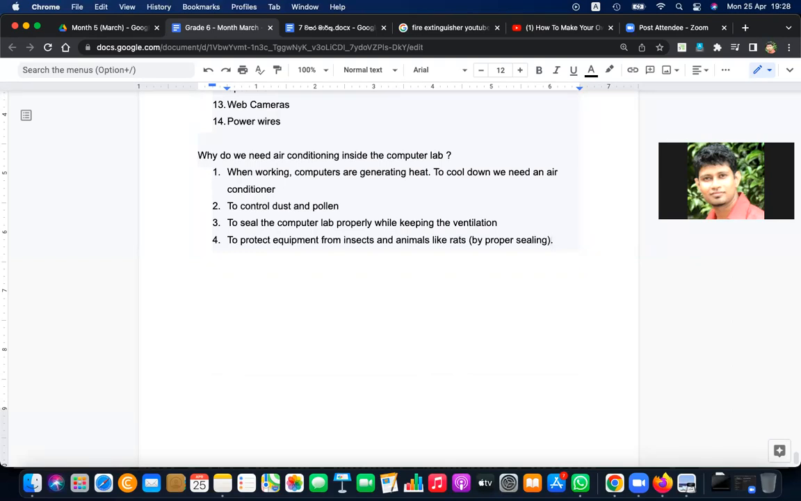And also, in the computer lab, to maintain the ventilation, you need airflow coming in and going out. To control the ventilation also, you need an air conditioner. And also to protect computers and equipment from insects and animals. Because if we open windows to get air inside, these windows and doors are inviting insects and animals to come inside. So that is also a problem. That is why we can't keep our doors and windows open when computers are there. Please write down this as well.